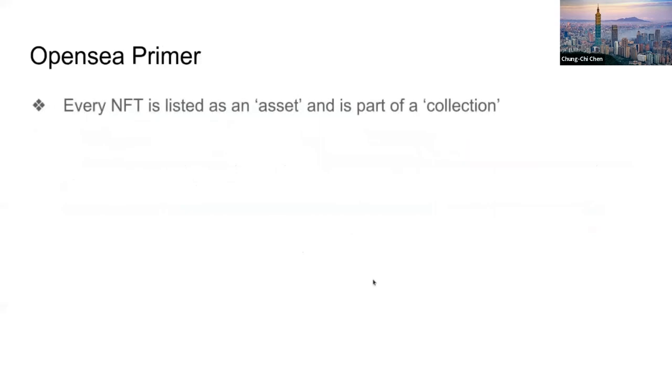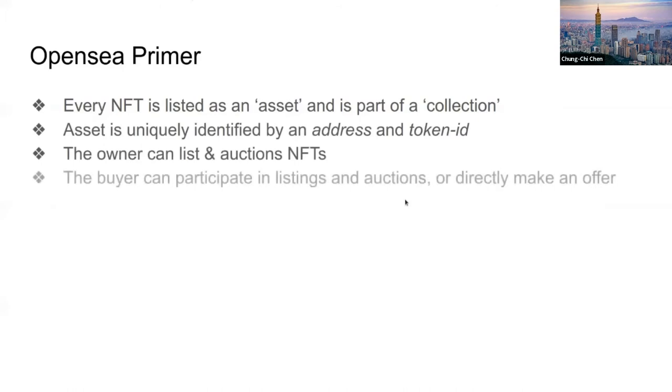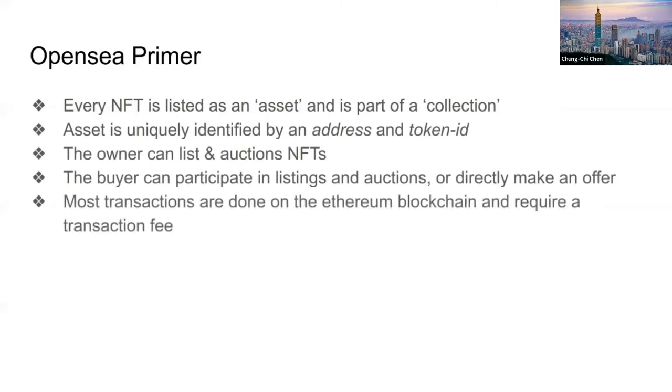A basic primer about the OpenSea marketplace. Every NFT is listed as an asset, and a group of similar assets is called a collection. Each asset is uniquely identified by its address, which is the address of the contract that deployed it, and a token ID. The owners can list and auction NFTs, and the buyers can participate in these listings and auctions, much like a standard offline auction. They can also make offers to the owners. And most transactions are done on the Ethereum blockchain, which is a digital ledger, and require a gas fee or a transaction fee.